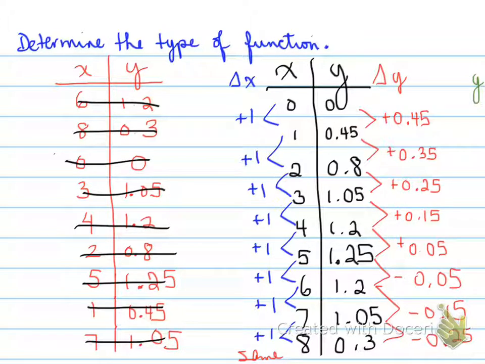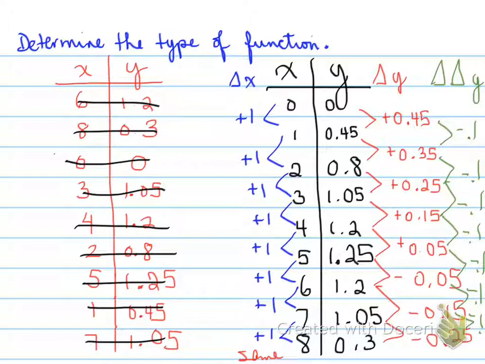So now we're going to look at delta y, and we're going to do that in a different color. Delta delta y says, okay, well these numbers are going down 0.1. The next numbers are going down 0.1, and again, down 0.1, and finally, down 0.1. So we're going down 0.1 all the way down.